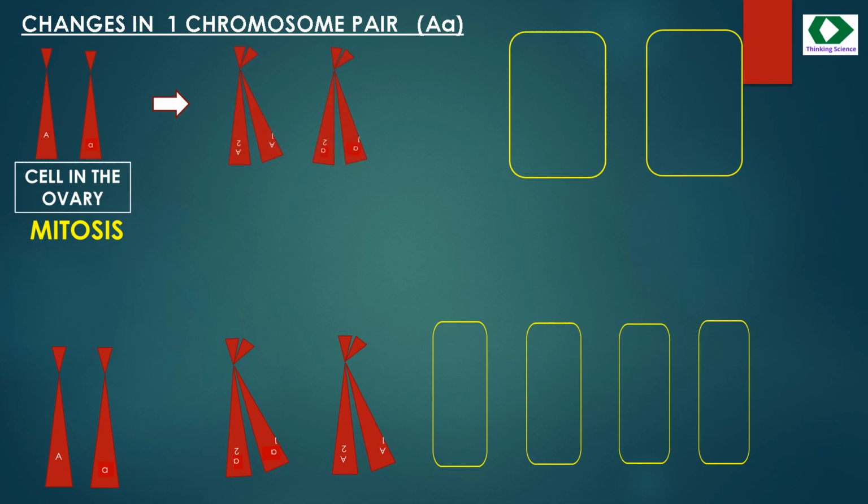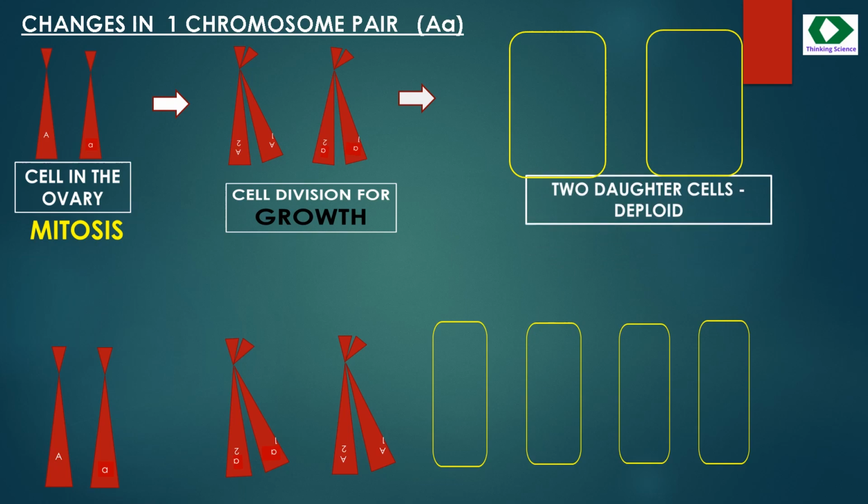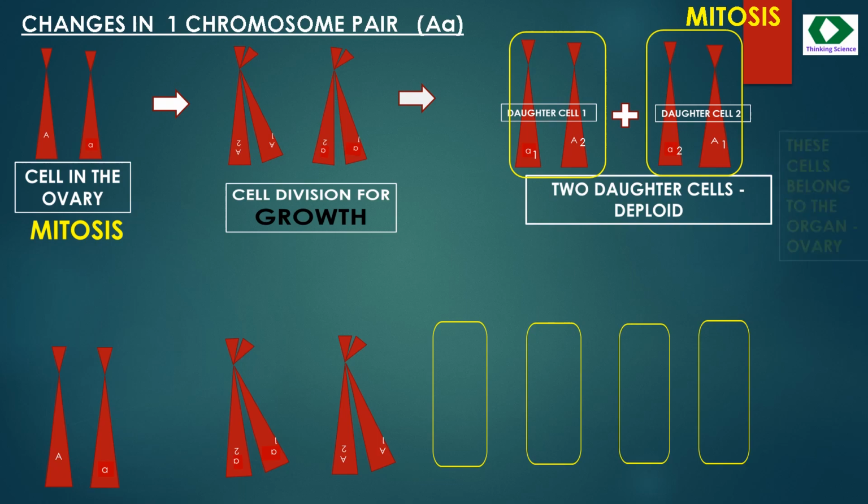Both the chromosomes duplicate. So it becomes, I have marked it as A1 and A2, small a1 and small a2. Now after duplication, all the 4 will separate from each other. One from the capital A set will go into one cell and one from the small a set will go to the same cell. So each daughter cell will receive one of the capital A chromosomes and one of the small a chromosomes. So there will be 2 daughter cells with 2 chromosomes of each type, that is, each cell formed is a diploid cell like the mother cell.